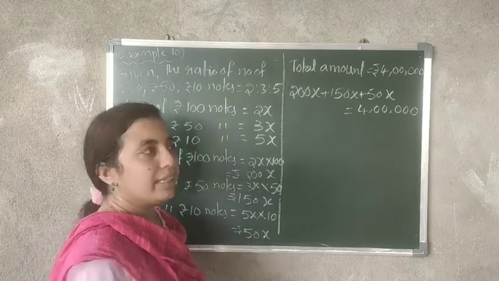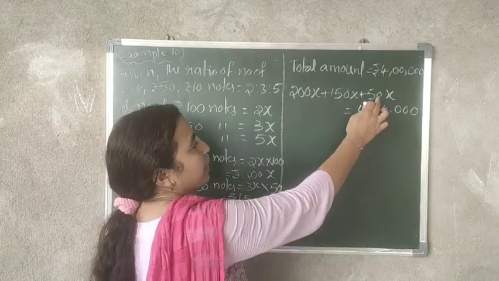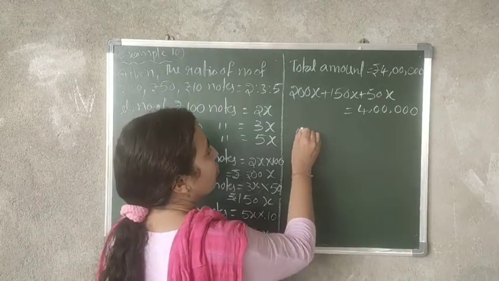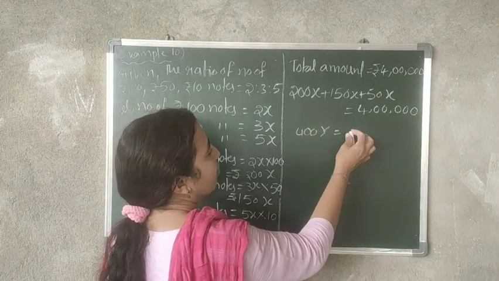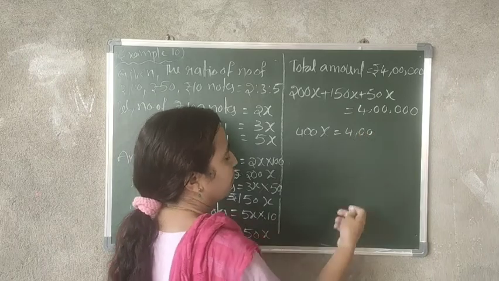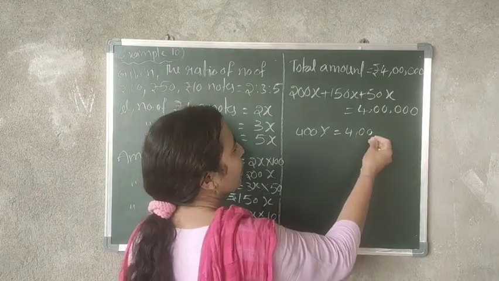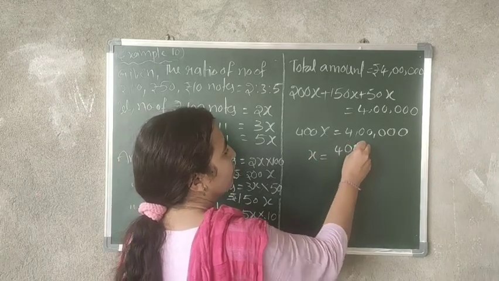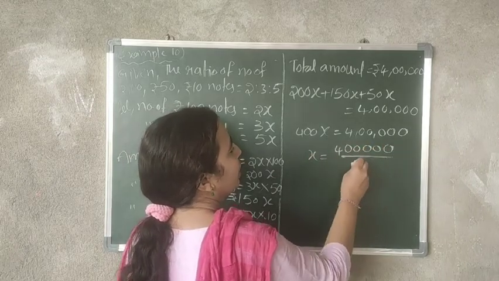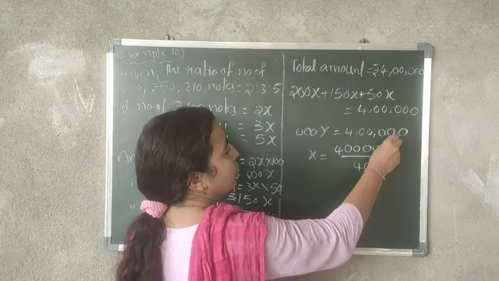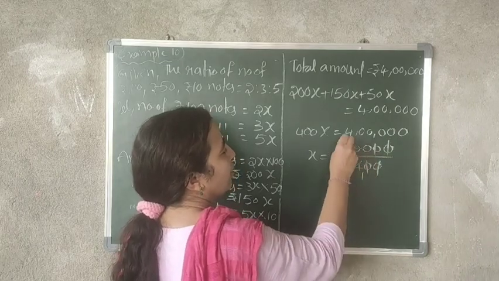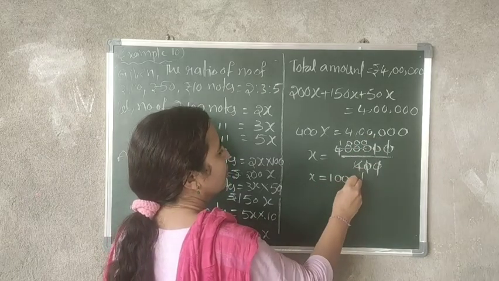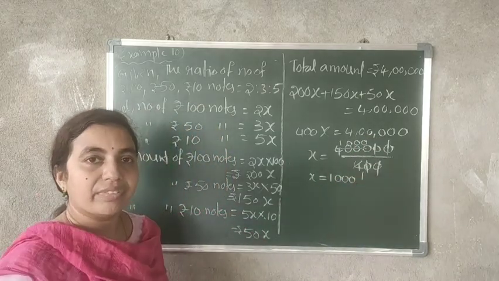Now, when you add these 3, 200x plus 150x plus 50x, all are x variables, all are like terms, add them. 400x is equal to 4 lakhs. Now x is equal to 4 lakhs by 400. Cancelling the zeros, 4,000 divided by 4. So x is equal to 1000. So x value is 1000.